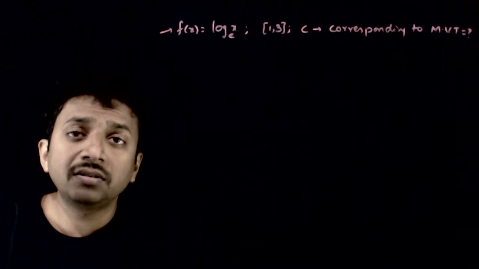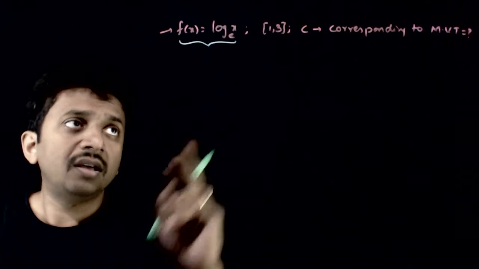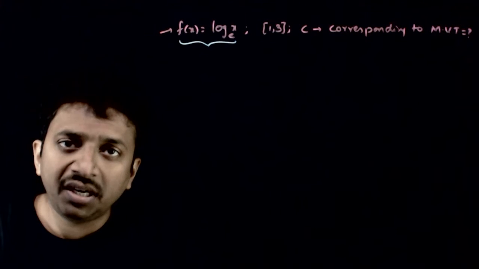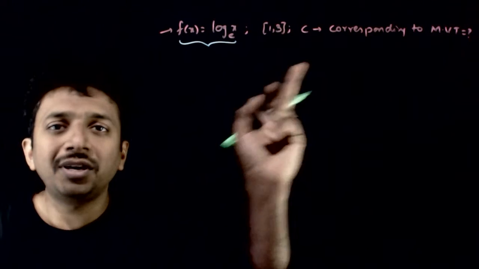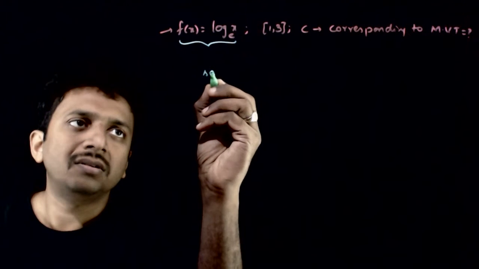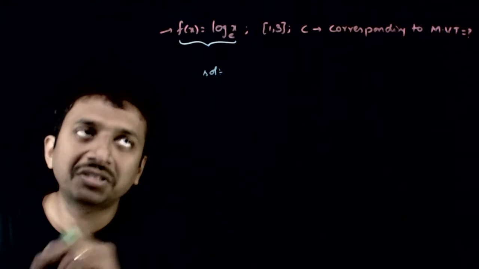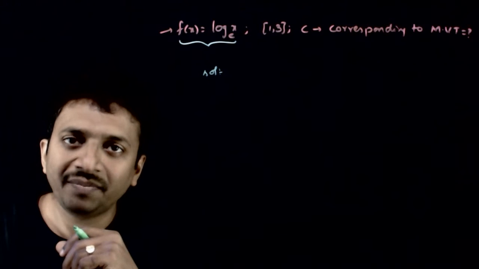So welcome students. In this question you're given that f of x is equal to log x to the base e in the interval [1, 3]. What is the c corresponding to the mean value theorem? As you can see, this function is continuous and differentiable in [1, 3].